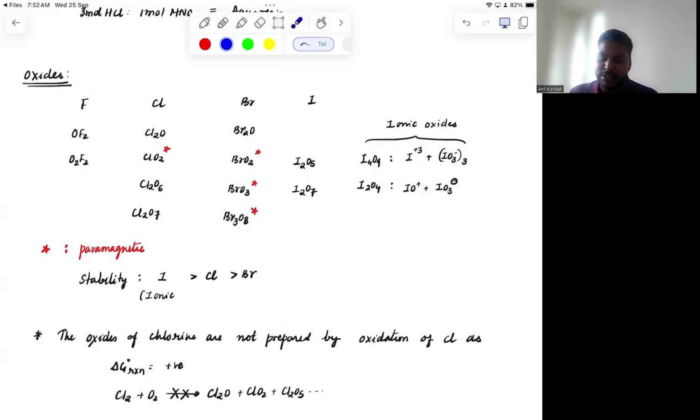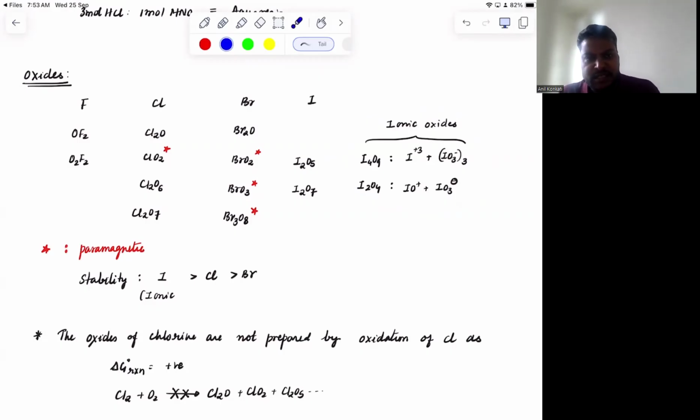Next, oxides. If you notice fluorine, chlorine, bromine, iodine: fluorine has only two oxides, OF2 and O2F2. Chlorine has Cl2O, ClO2, Cl2O6, and Cl2O7. Bromine has Br2O, BrO2, BrO3, and Br3O8. Iodine has I2O5, I2O7, and there are two other iodine oxides which are completely ionic oxides.